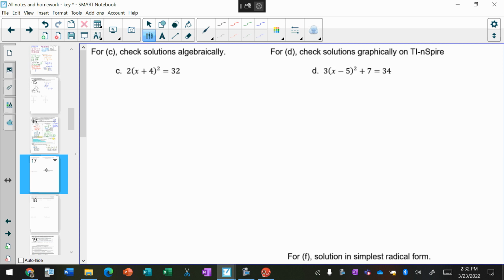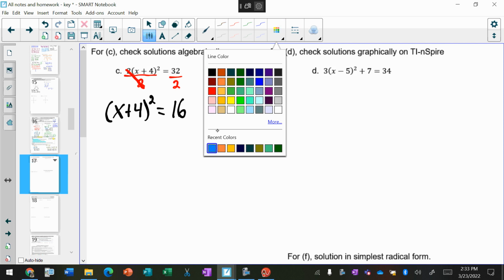Okay, so let's practice. Remember that what we have to do first is get the thing that is squared all by itself. That means we are going to start with dividing by 2. So the 2 cancels out, leaving us with the x plus 4 quantity squared. On my Inspire, or in your brain, you can do 32 divided by 2.